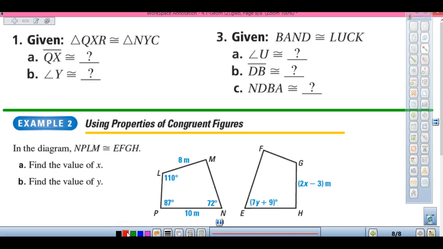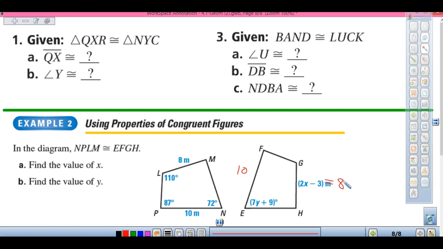Okay, we're looking at this one. NP-LM is congruent to EF-GH. Okay, so we need X. So if we have PN, what's PN congruent to? FE. So FE is 10, right? LM goes with... Wait, how are you figuring that out? FGH. Well, because PN is 10, and it's congruent to FE. So GH over there is going to be what? Just 8, right? 8 meters.